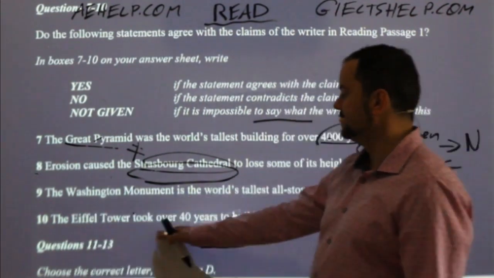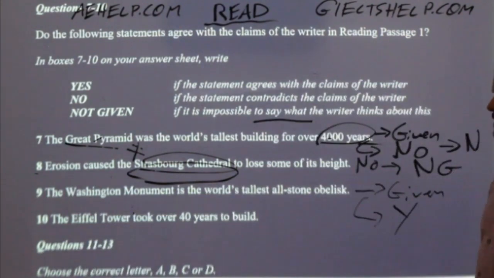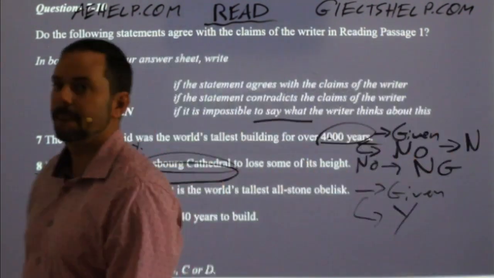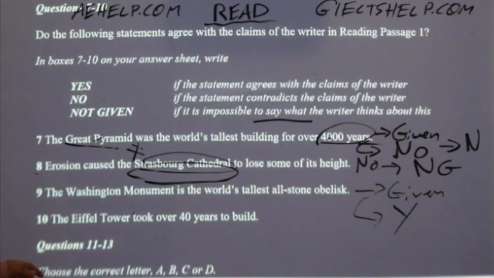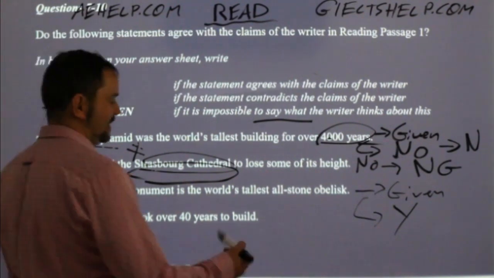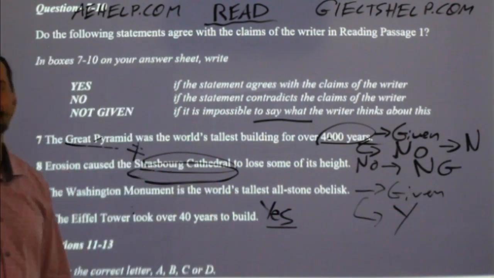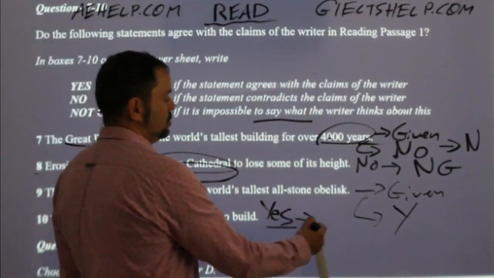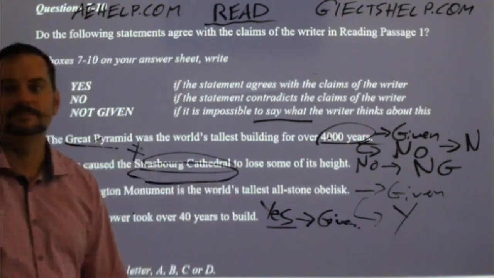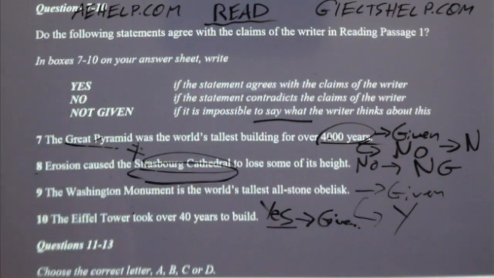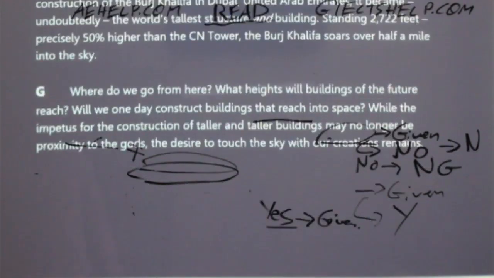Number 10, the Eiffel Tower took over 40 years to build. Okay. Is it important to know how long the Eiffel Tower took to build for this passage? Is that important to know? Okay, so you're saying yes. All right. I would say no, but you're saying yes. All right. So you think it's given. So what should you do? Look at the Eiffel Tower, right? I don't think it's important. So I'll explain my logic.